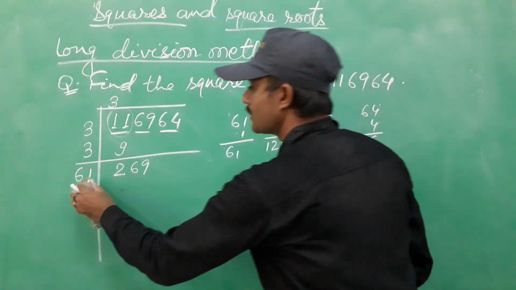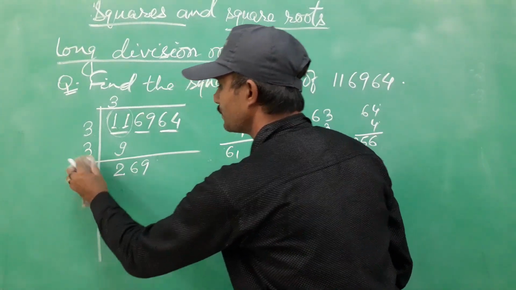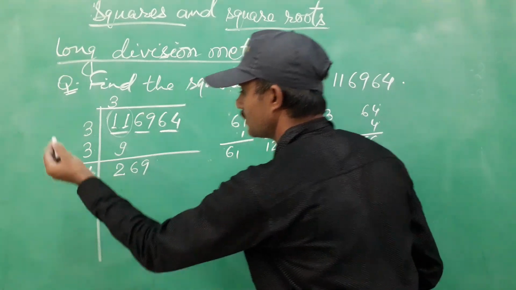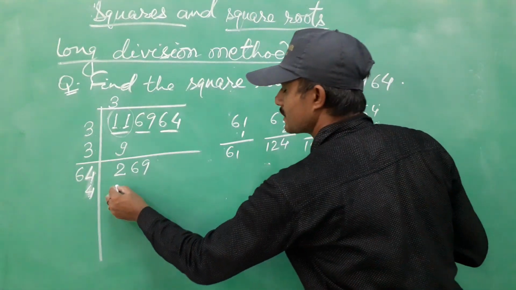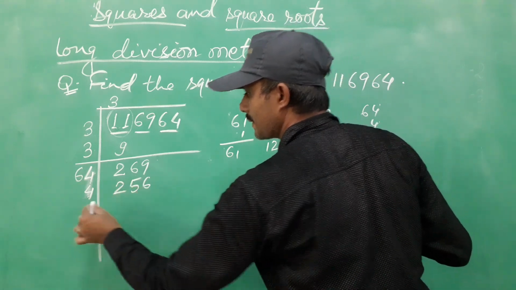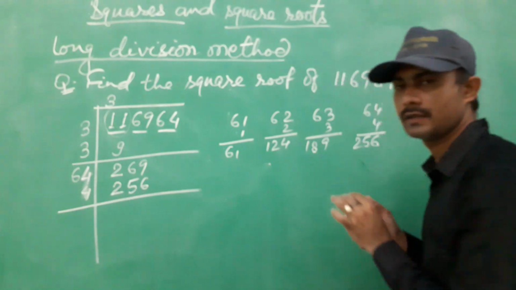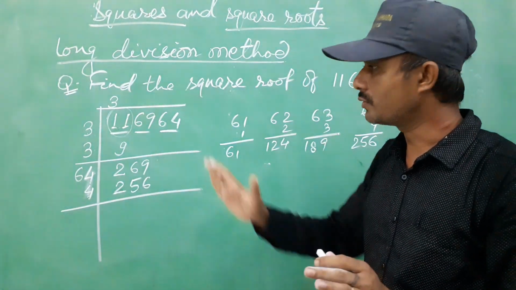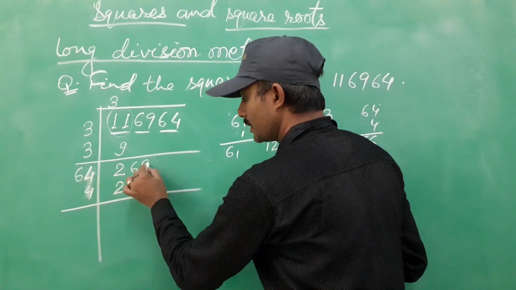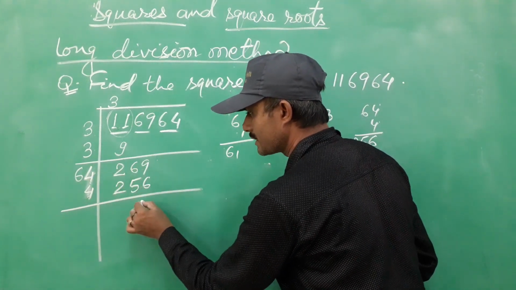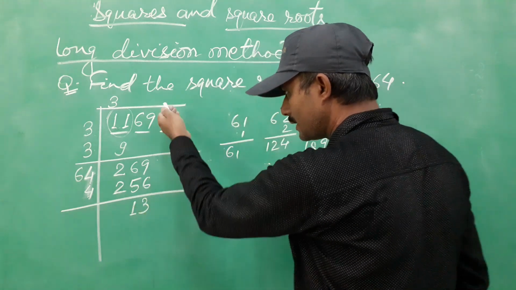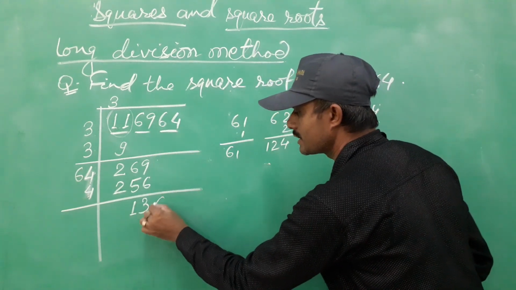So here what digit we will use? 4. 64 times 4 is 256. This is what we have to do for every step. So here now subtract: 9 minus 6 is 3, 6 minus 5 is 1, 3 and 0, and bring the next pair 64.